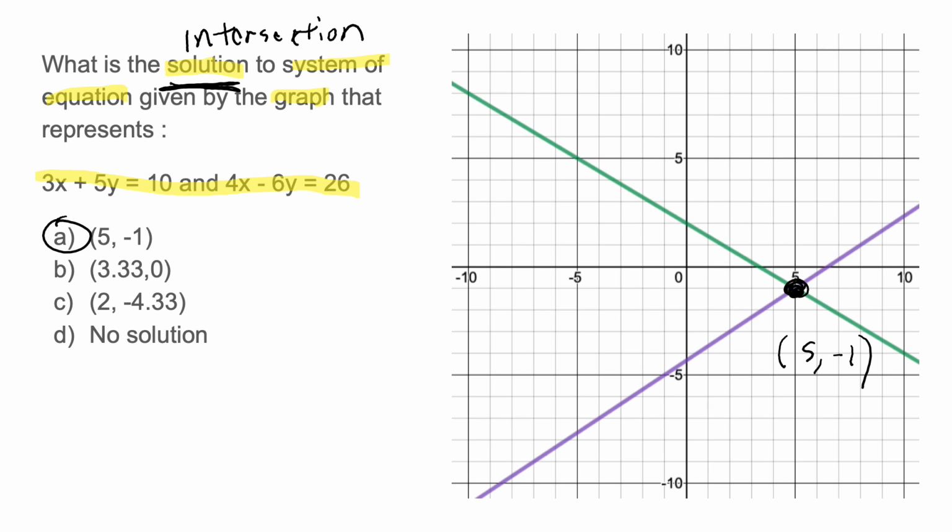Now let's look at the other answers just to see if there were distractors. 3.33, comma, 0. That's about right there. So that's not even the intersection. 2, comma, -4.33, which is about right there. So that point's nowhere near. And then no solution. Remember, anytime you have no solution, that means the lines are parallel and do not intersect.